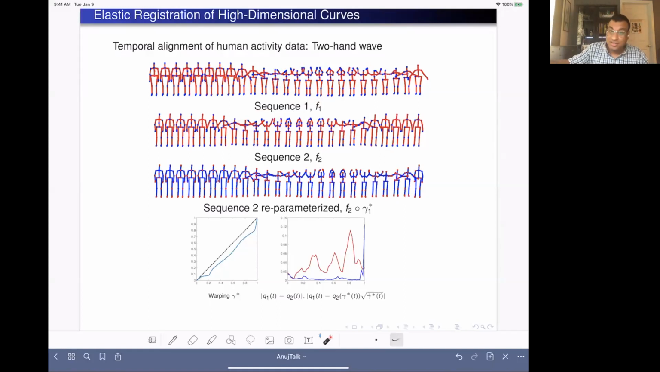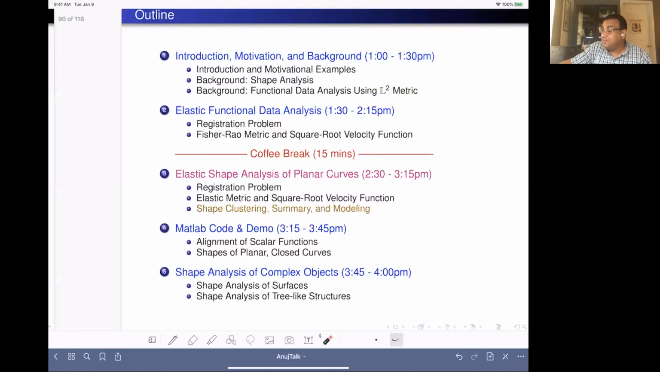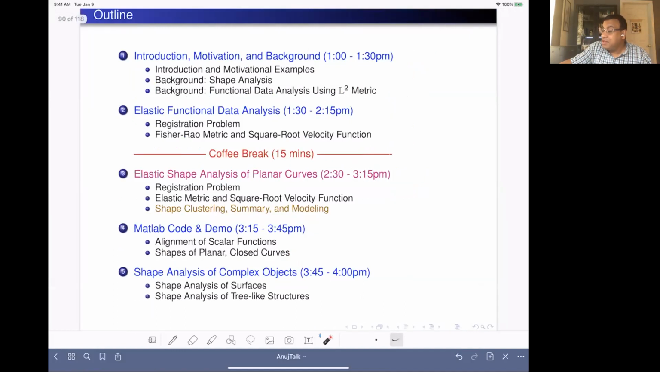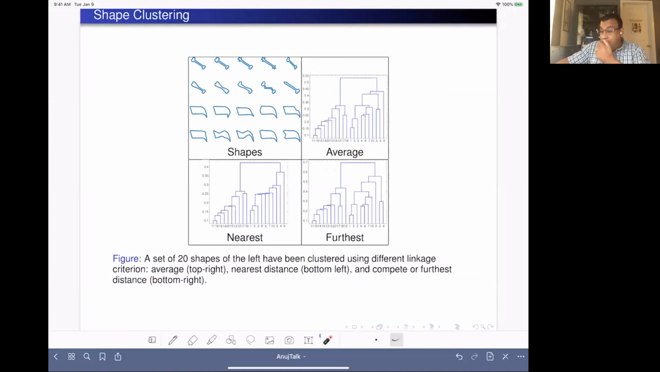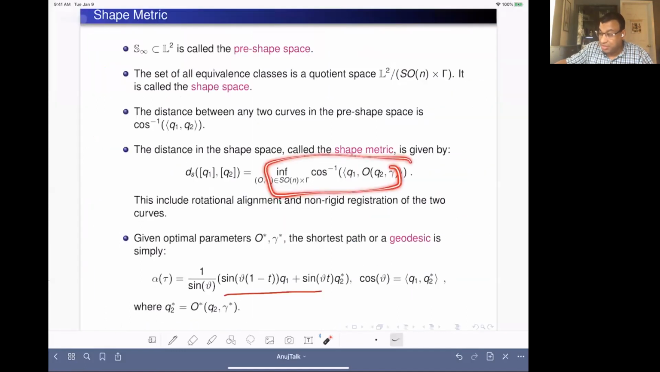But using this registration, you can find the optimal gamma, apply it, and then you can see that these sequences are much better registered in time, but seen as curves in R to the power 63. But the mathematics is exactly the same, and you can do this in many different ways. Okay. What can you do with this? Once you have this shape metric, at the end, after you do the registration, what you get is called a proper shape metric. It's symmetric, it satisfies triangle inequality, it's positive definite, and so on and so forth.